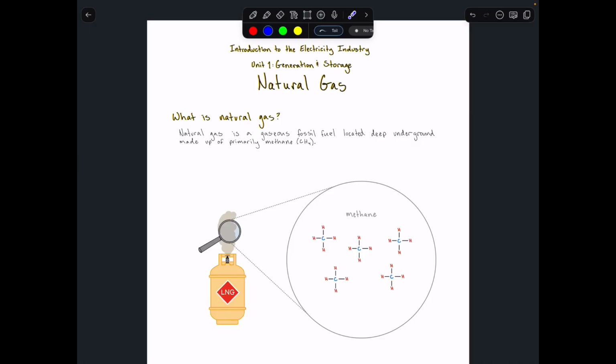So natural gas is one of the many energy resources that is used for generating electricity across the world. The goal of this lecture is to help people understand what exactly natural gas is, how it's used to generate electricity, and discuss the considerations around using natural gas as an energy resource.